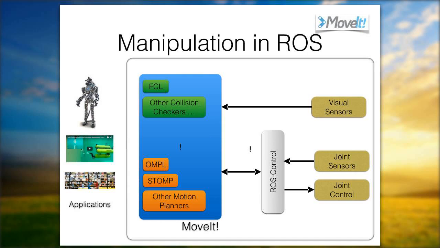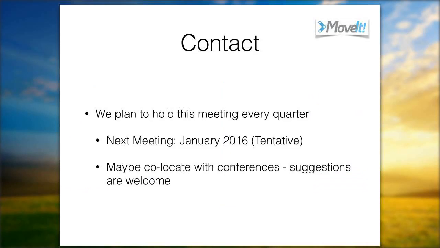So manipulation in ROS is a huge thing. I just drew a schematic of how it looks. There's MoveIt, there's a ton of other components that play a part. FCL for collision checking. You'll hear about OMPL in a minute, STOMP, other motion planners, and of course ROS-Control as well. So it's not MoveIt by itself, it's a huge community of packages, and I would encourage you to contribute and support all of these so we can build more cool applications.